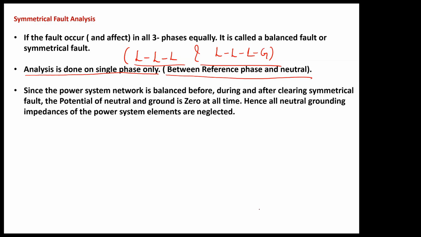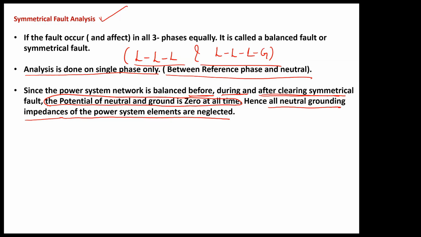The third point is, since the power system network is balanced, it is balanced before the fault, during the fault, and even after clearing the fault. So when a symmetrical fault occurs, the potential of the neutral and ground is zero all the time. So all the impedances that are connected between neutral and ground in all the elements are neglected during symmetrical fault analysis.